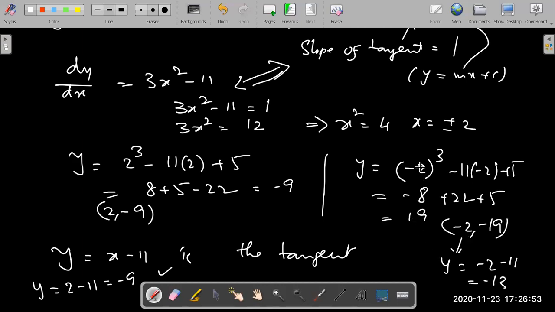Let's check this one more time. So we have the actual curve x cubed minus 11x plus 5. When I substitute minus 2, then I have got minus 8, minus 2 into minus 11 is equal to plus 22, and plus 5. 27 minus 8 is 19. So minus 2 comma 19 is not a point on this tangent. Therefore, this is the correct answer. This is a valid point, and this is what is required. This is not on the tangent.